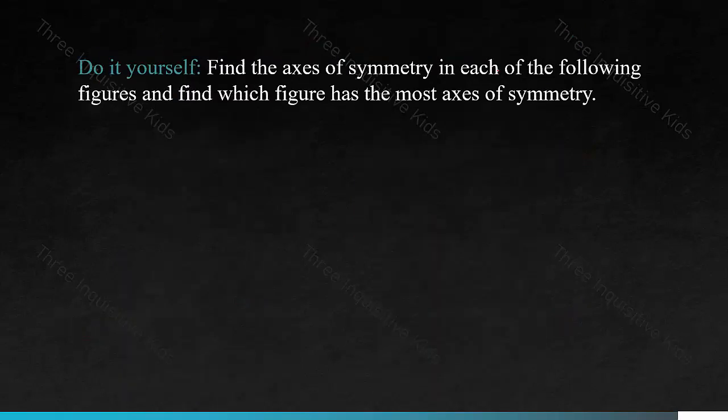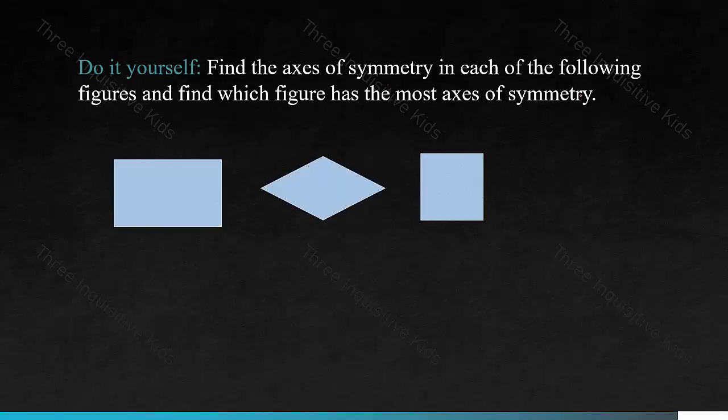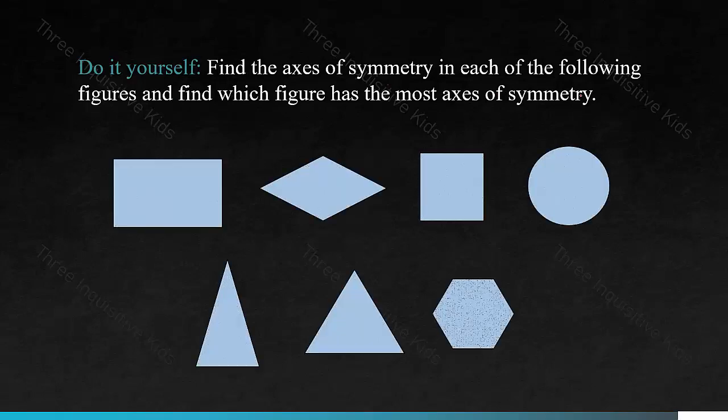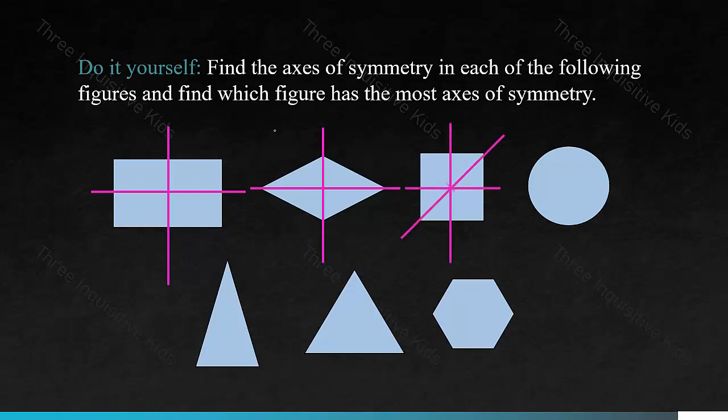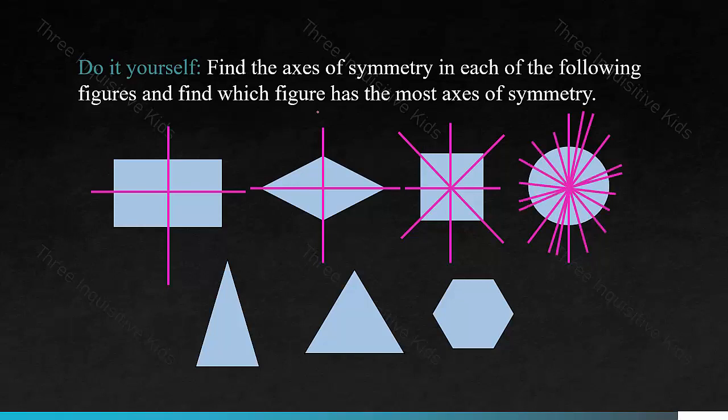Find the axis of symmetry in each of the following figures and try to find which figure has the most axes of symmetry. So here are all our figures. We have 7 in total. For this rectangle, we have 2 axes of symmetry, one horizontal, one vertical. It's the same for this rhombus. For the square, we also have diagonals. For the circle, we actually have an infinite number of axes of symmetry. It's just that in this case, we only listed out a few.